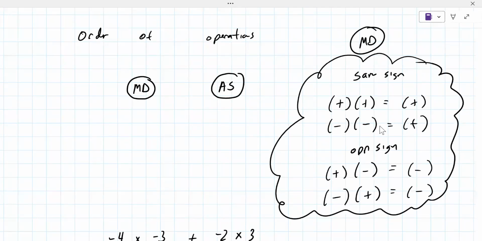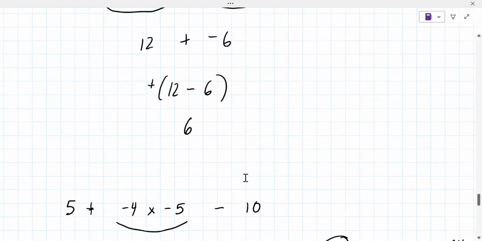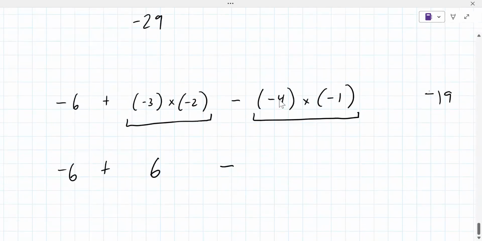Okay, so again, when you look at this, what you're supposed to say is that they are the same sign. They're both negative, and you look at your cheat sheet, reference sheet, and you say, okay, they're both negative, which means the answer is positive. So what is -4 times -1? Positive 4. Positive 4. Good.